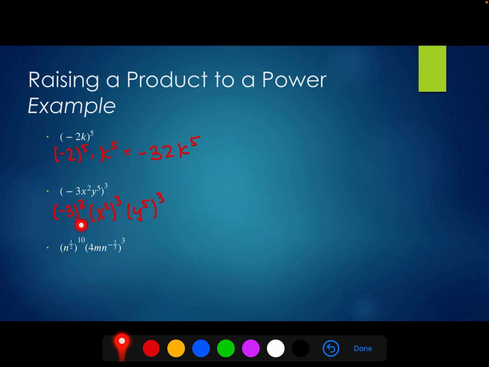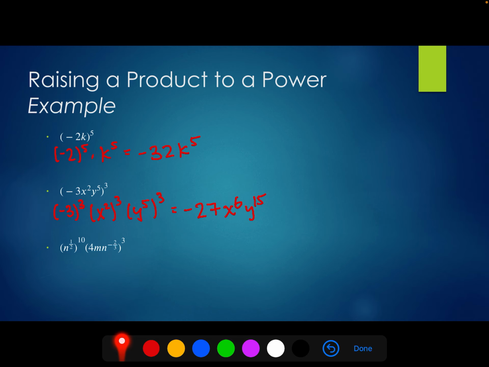So negative 3 to the third power, negative 3 times negative 3 times negative 3, that's going to give us a negative 27. Now we have x squared all being cubed. We use our power to a power rule, multiply these exponents. That gives us x to the sixth. And lastly, we do the same thing. We raise a power to a power, so we multiply these exponents. This is y to the 5 times 3, which is just y to the 15th. And there we go, our final answer, negative 27 x to the 6th, y to the 15th.